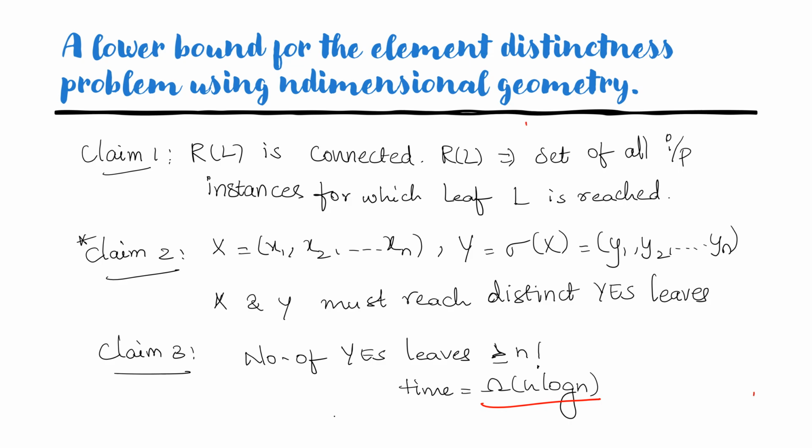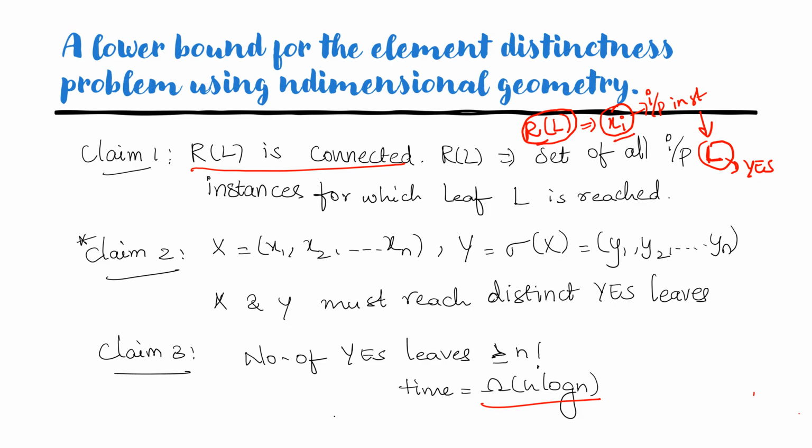So here I'm defining a region R of L. It will have the set of all xi values, the set of all input instances. These are inputs, we are giving the input instances, all the input instances which should reach the leaf node L, that is giving s as output. So all these instances reaching the leaf node L will be inside the region R of L. So my first claim should be that R of L is connected. I have to prove that R of L is connected.